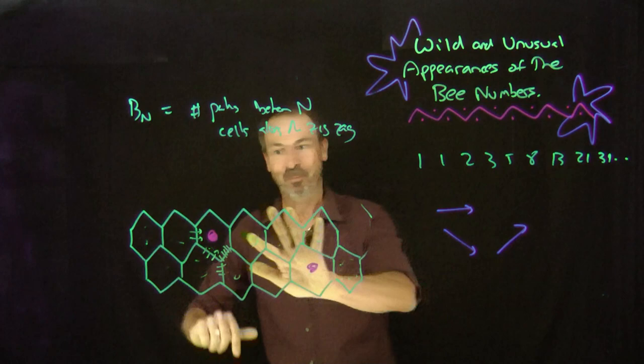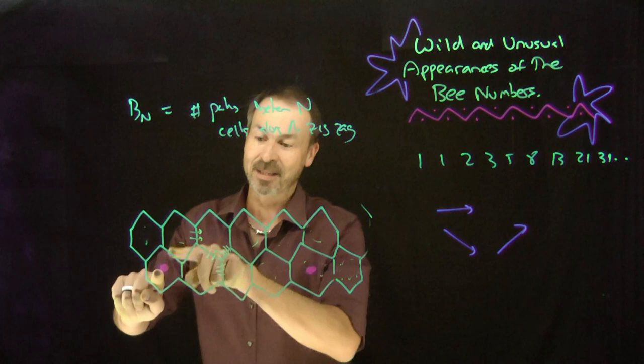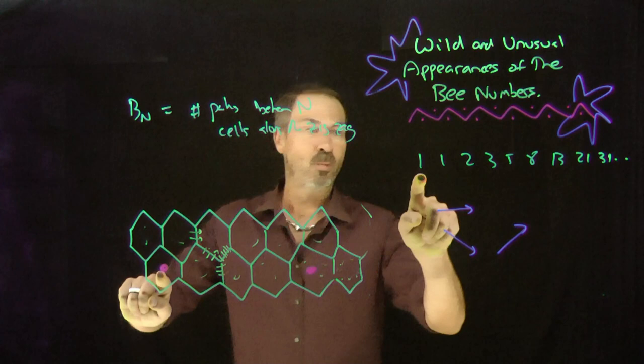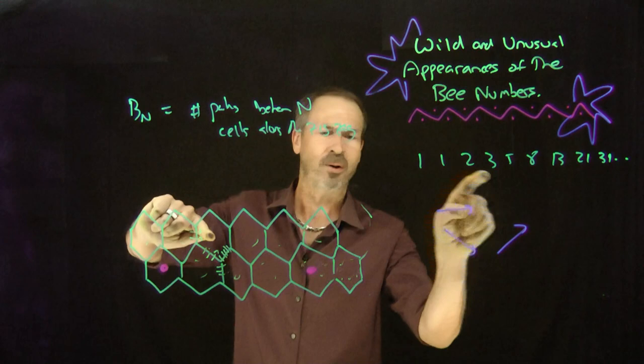Whoa. Or if I want to say this one, I want to start here and end here. That's a zigzag of 1, 2, 3, 4, 5, 6, 7, 8, 9. That's a zigzag of 9 cells. There must be B9 ways to walk between those two cells, starting here, ending here. 34 ways. So now I can look at pictures and say, how many ways are there to walk from here to here? Oh, 1, 2, 3, 4, B4. 3 ways to walk from there to there, and so on. Did I get that right? 1, 2, 3, 4, yes, good.